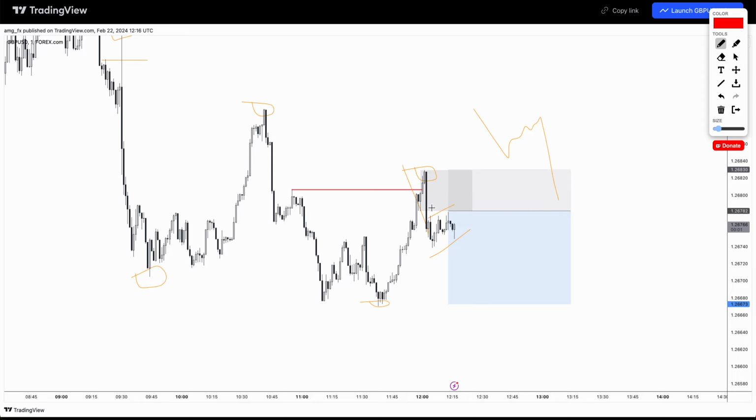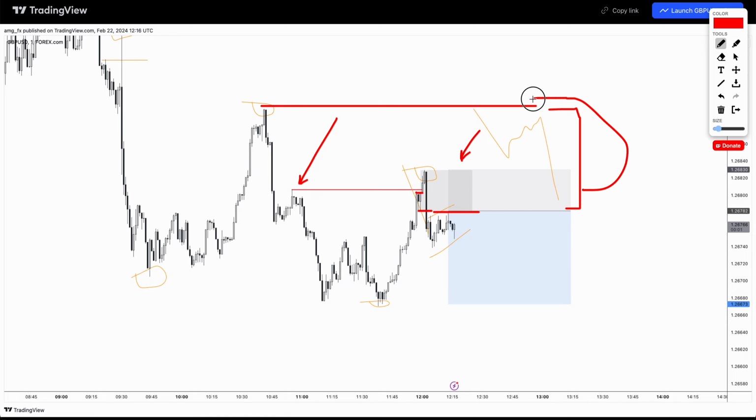A more conservative option would have been to enter but have your stop above here. But to me, that's too big, and I'm aware of this risk, and I do think it's valid on my part in the fact that we've taken the CBOS high. We've also grabbed the liquidity of this candle over here, and we've then broken that microstructure over there. So that's my reasoning for having the stop there.